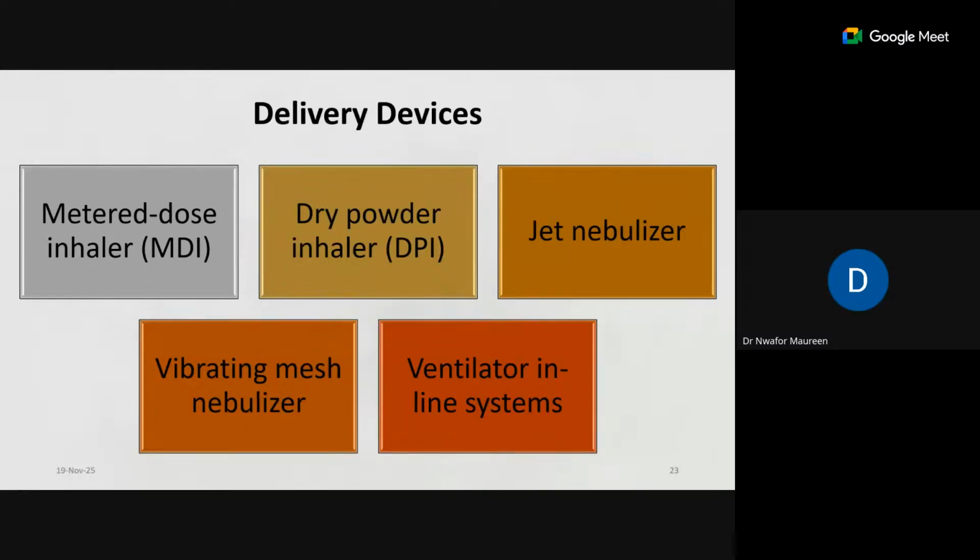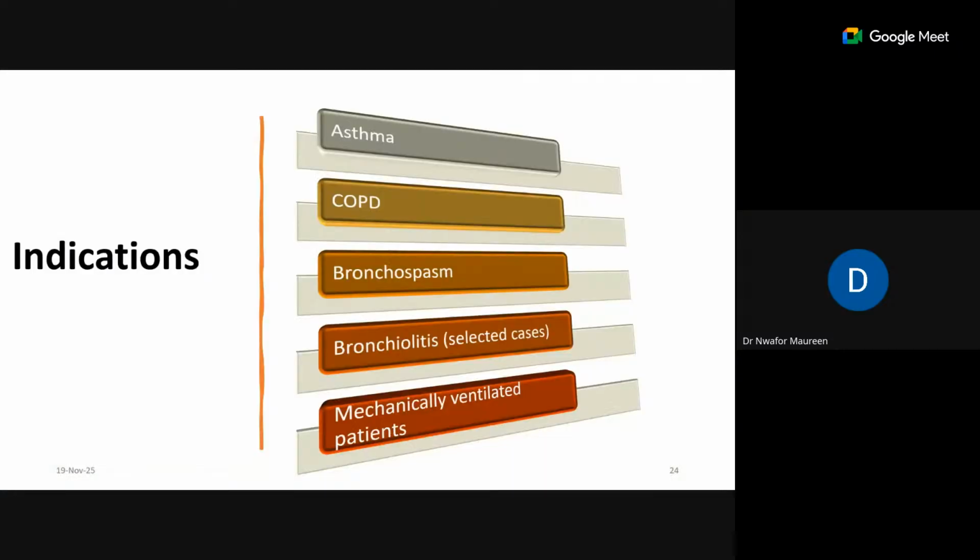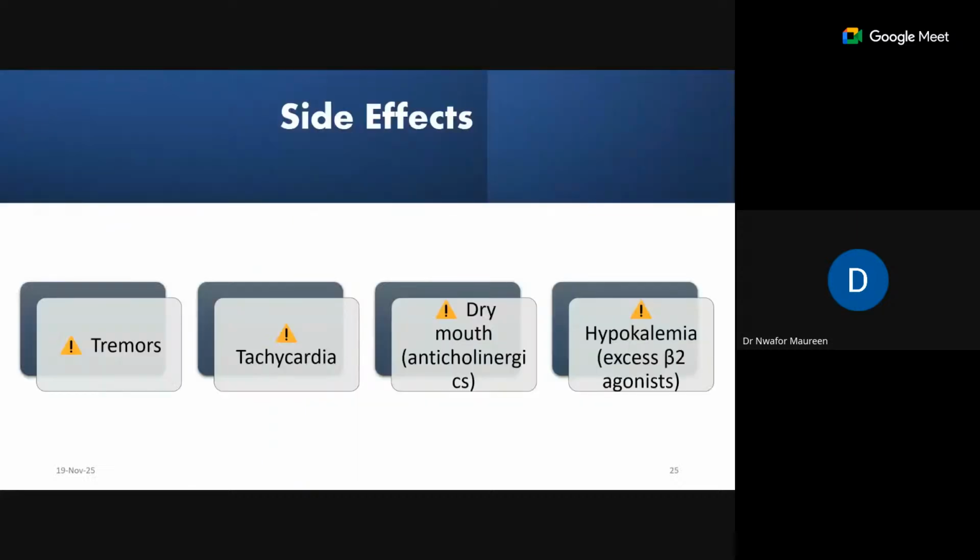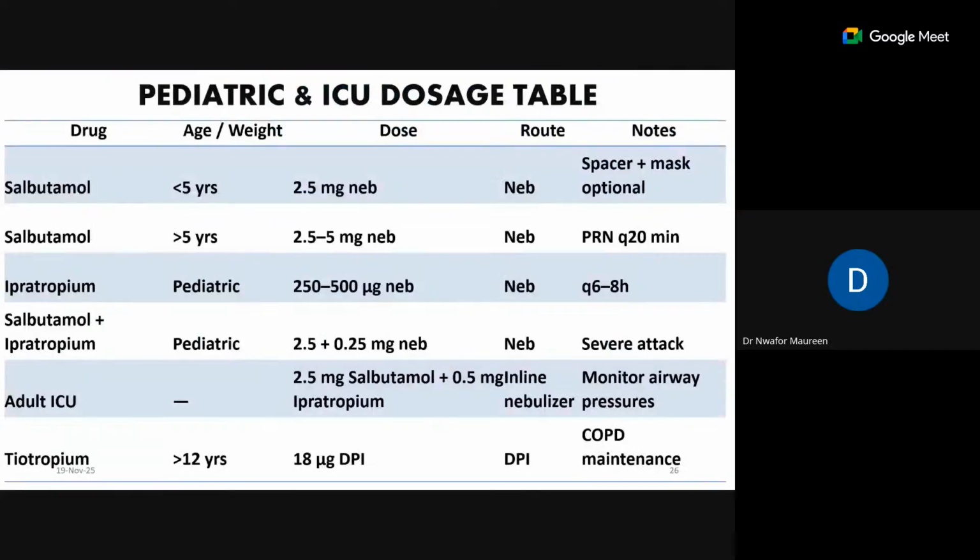We deliver them the same way: metered dose inhaler, dry powder inhaler, jet nebulizers, and so on. We use them to manage this kind of issue. Whether the patient is mechanically ventilated, you can use these bronchodilators. We've already talked about their side effects: dry mouth for anticholinergic agents, and tremor, tachycardia, hypokalemia when you give excess beta-2 agonists.